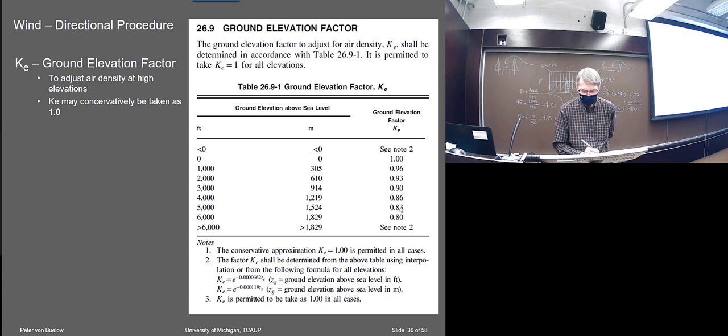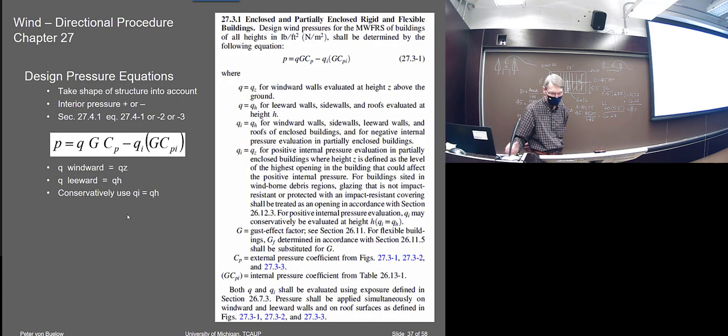Ground elevation. Oh yeah, this is the one that they added now. The higher you go in elevation, your air density drops, right? I guess that seems like a very minor thing, but maybe if you live up in the Rocky Mountains, that would be worth calculating. Okay, so you do all that to get Q.